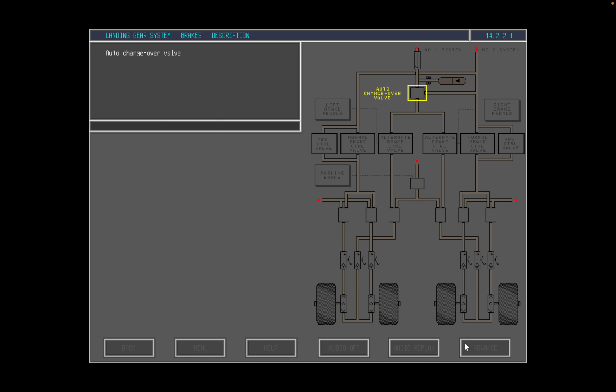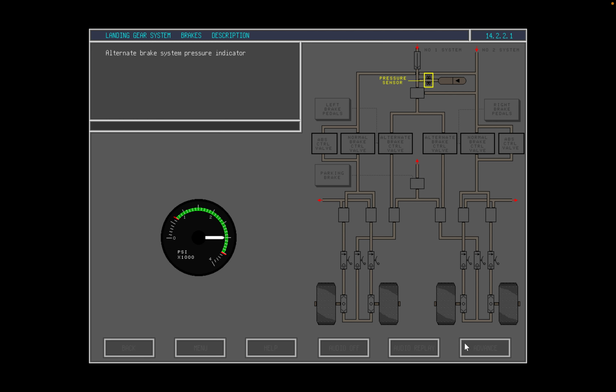The auto changeover valve ensures that number 2 system supplies hydraulic power under normal conditions or switches to number 1 system if the pressure drops in number 2 system. The alternate system has an accumulator fitted to provide a reserve hydraulic pressure for alternate brake operation. The alternate brake system pressure indicator on the first officer's panel receives data from a pressure sensor located in the alternate system.